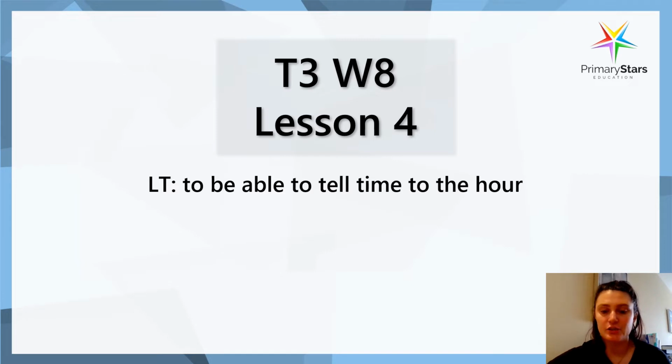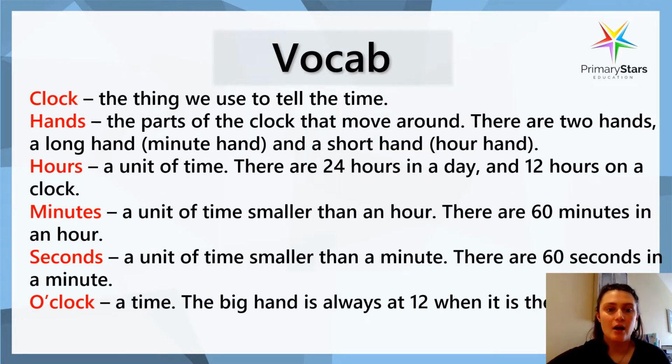For today's lesson, you'll need a pencil and paper, and you will also need the clock that you made in yesterday's lesson. Let's have a look at our vocab. So a clock is the thing that we use to tell the time. The hands are the parts of the clock that move around. There are two hands, a long hand called the minute hand, and a short hand called the hour hand.